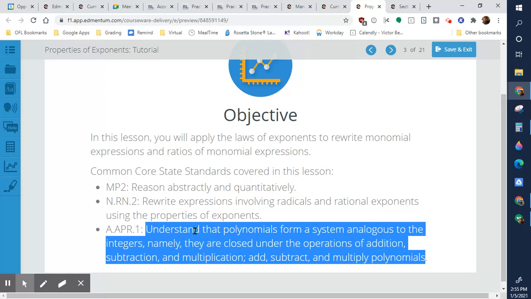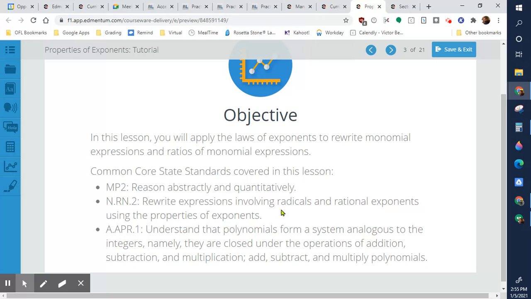So there's a lot of these here. I really wish that Edmentum would not give you the actual state standards and explain these a little bit more.